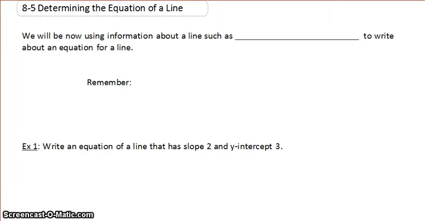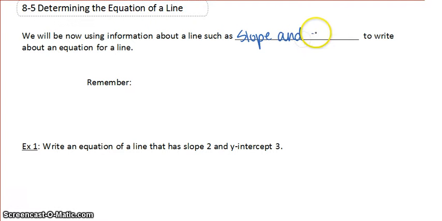Okay, so we're on 8.5, determining the equation of a line. We kind of talked about the slope-intercept form. So given those things, we can find information. We can use the information we're given, and we can make a line out of it, an equation for a line out of it.